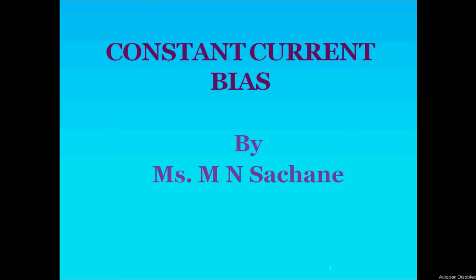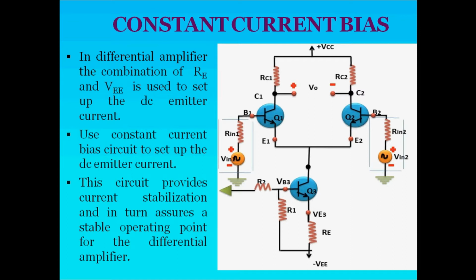Now the next point that we are going to cover here is the constant current bias circuit. As we know, in the differential amplifier the combination of emitter resistor RE and VEE is used to set up the DC emitter current. Use of a constant current bias circuit to set up the DC emitter current provides current stabilization and in turn assures a stable operating point for the differential amplifier.